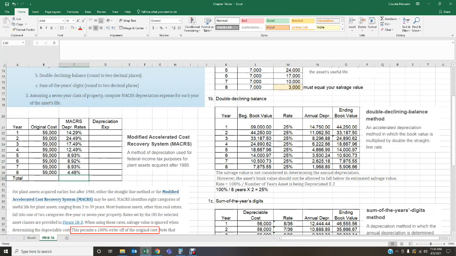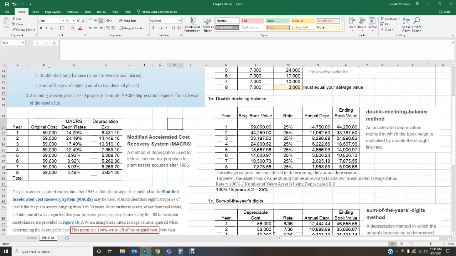Once you've got your rates entered, then it's just a simple mathematical problem here. We just multiply the original cost times the MACRS depreciation rate, okay? So we're going to get the cost times the rate, and we're going to do that for all of them, okay? Once you enter the formula in the first cell, you select the cell. There's a little box on the right corner. You drag it down and it'll calculate for you. That way you don't have to do it manually.